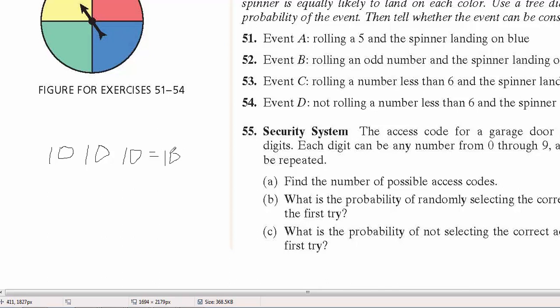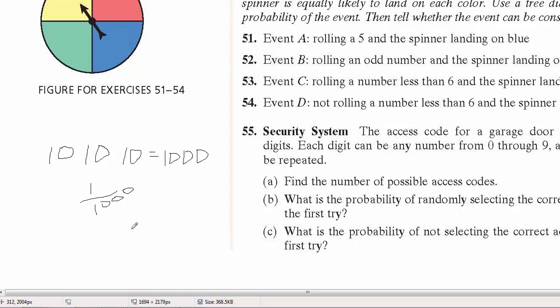Now, if we were to randomly guess to come up with the correct access code on the first guess, that would be 1 out of 1,000. I'm sorry, drawing with a mouse never quite comes out very clean. What is the probability of not selecting the correct access code?